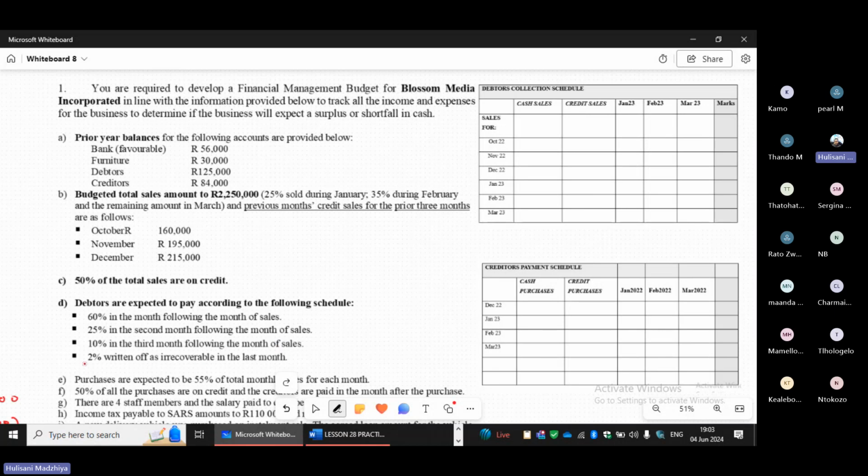So I always say that once you see this, ignore this percentage over here. Just cancel it out so that you do not get to work with it, because this is a non-cash item. This is your bad debts. It only gets included in the income statement, but not in the cash budget.